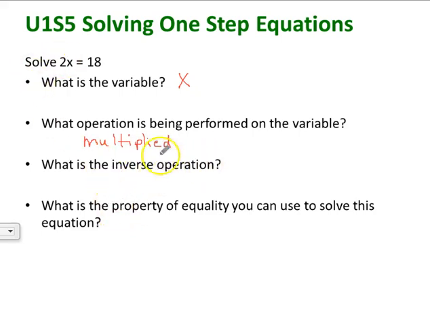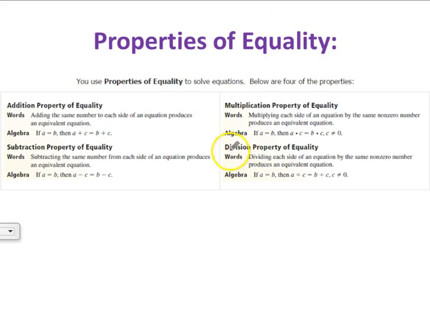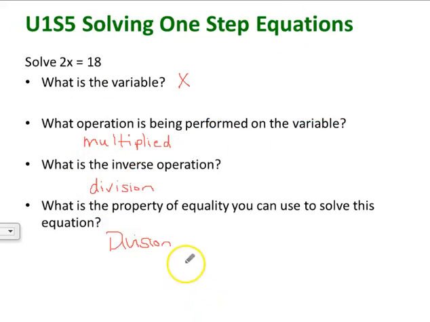What is the inverse operation then that we're going to use to undo that multiplication? It's division. The opposite of multiplying is dividing. And what do we call that property of equality that we can use to solve for this equation? So what's the more proper term here? It would be the division property of equality. Remember right here, the division property of equality.